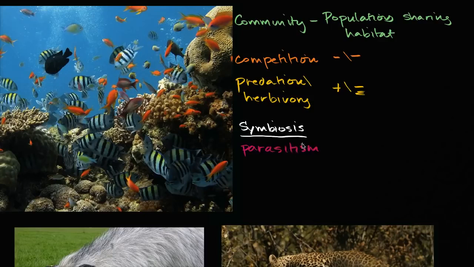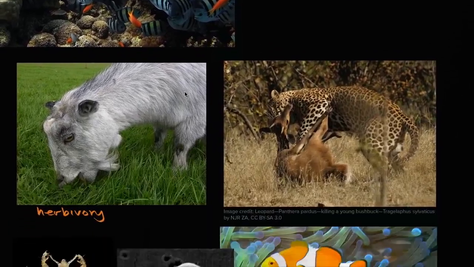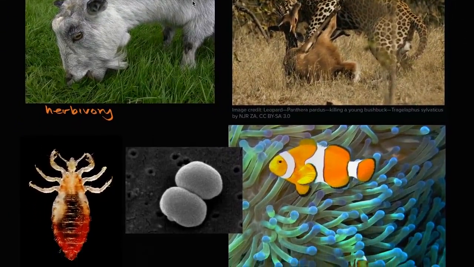Parasitism. And this looks a lot like predation, where the more the parasite benefits, the more of the host that there is, but the host is actually hurt by the parasite. And there's all sorts of examples of parasitism. We have right over here a zoomed in picture of a louse.